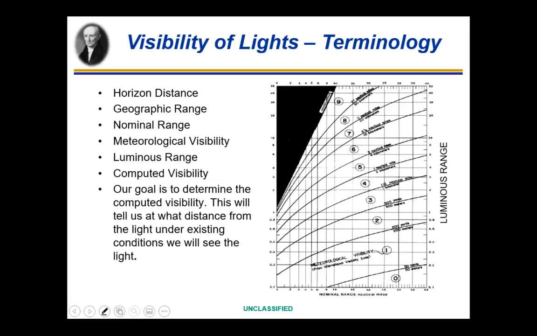We just reviewed the major and minor lights. Next up, we're going to be getting into the actual calculation for determining computed visibility of a specific nav aid. As you now know, preferably a major light. So how do we do it?